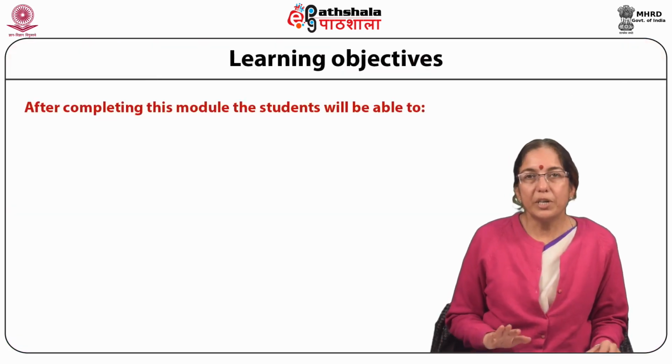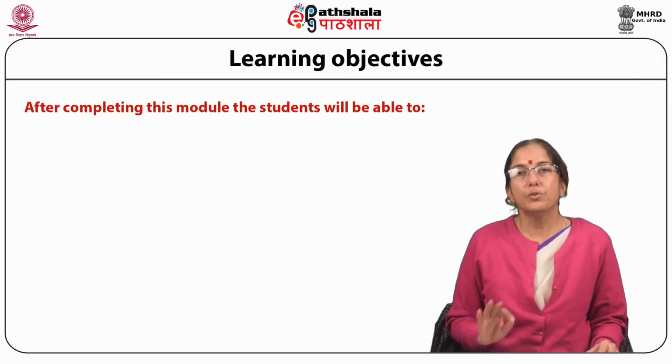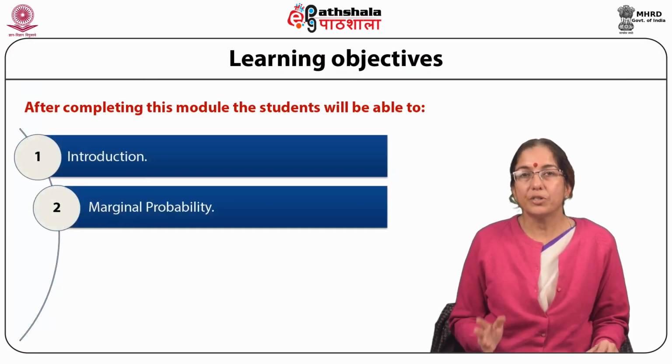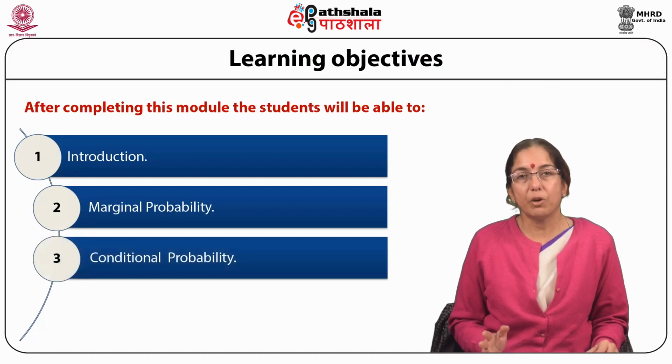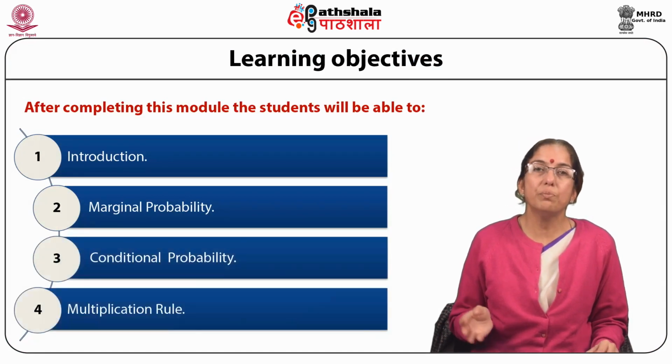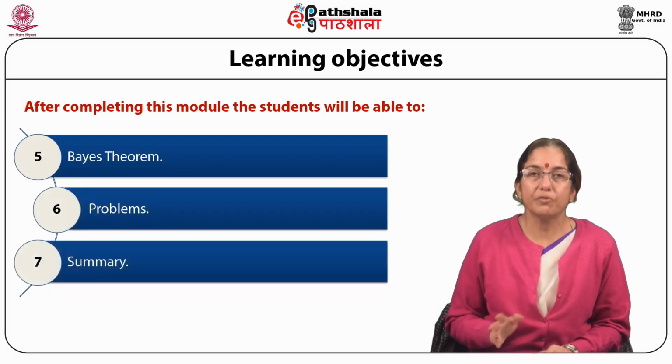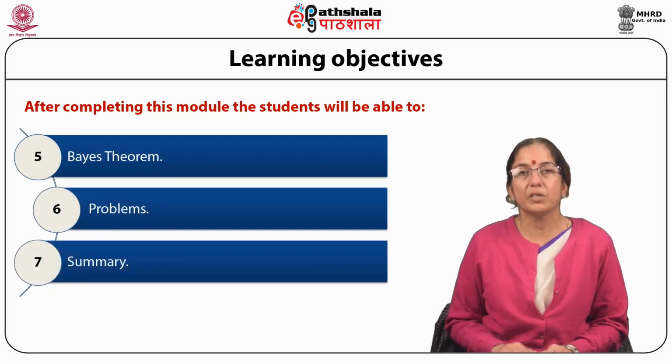Today we are going to talk on the module Conditional Probability and Bayes Theorem under the paper Quantitative Techniques for Management Decisions. After completing this module, you should be able to understand introduction, marginal probability, conditional probability, multiplication rule, Bayes theorem and problems, and summary. These will be the main topics which will be considered.